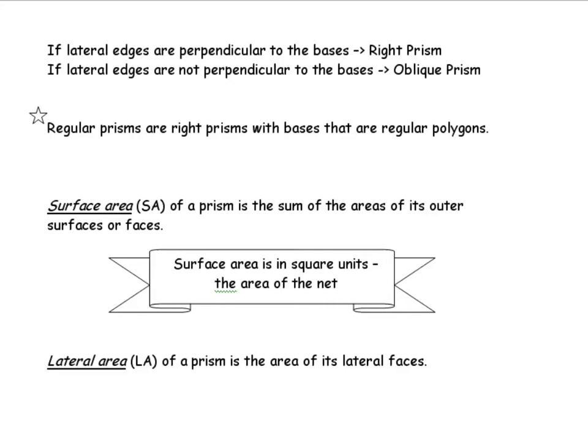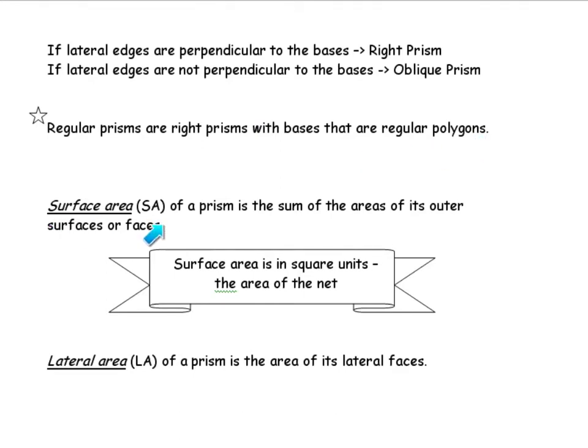All right, so if your lateral edges are perpendicular to the base, this is called a right prism. So if those lateral faces create 90-degree angles with the bases. If not, that's called oblique. Now, 99.9% of the figures that you see will be right figures. The others will be oblique. However, the altitude will be given for you. Regular prisms are right prisms, and the bases are regular polygons, so all the sides are going to be congruent.